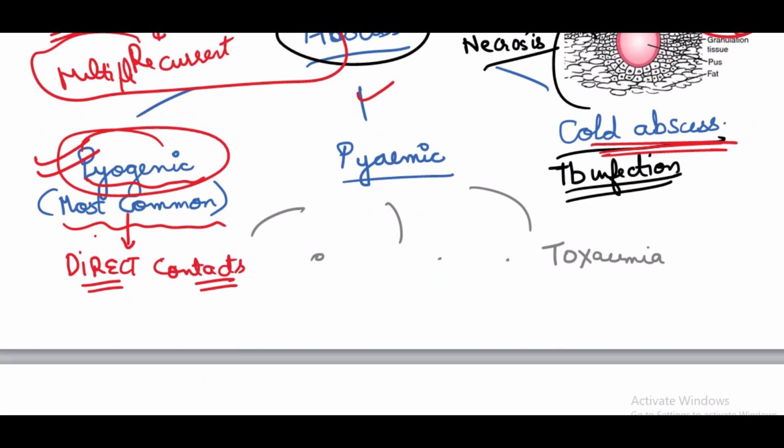Now, what is the most common type of abscess? Remember, it's the pyogenic abscess. So, how can organisms enter the body to form an abscess? Through direct infection, local extension, lymphatics, or the bloodstream, which leads to formation of pus in an abscess, cell death, and liquefaction caused by the proteolytic enzymes from the dead polymorphonuclear leukocytes.